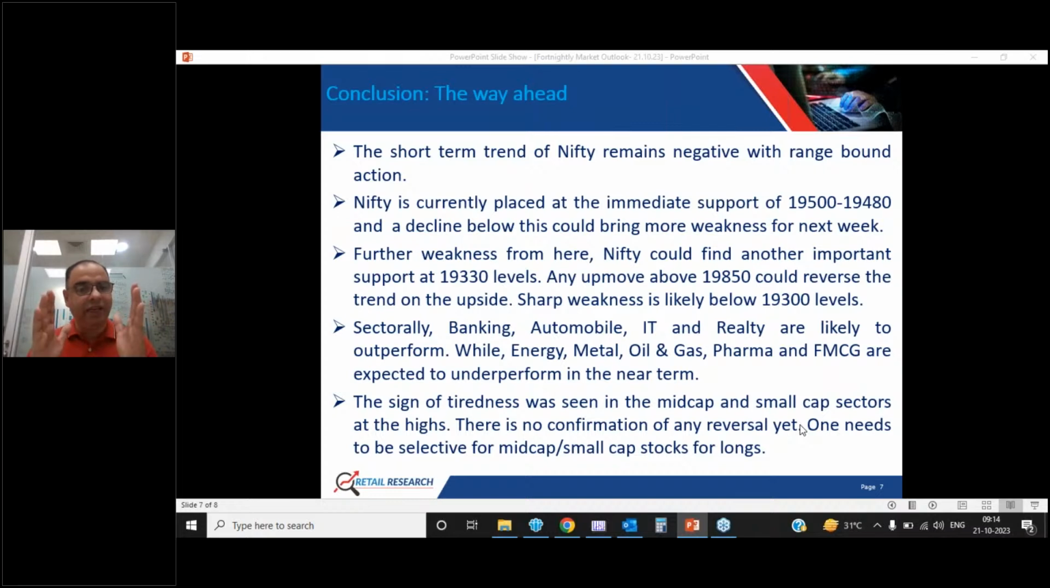One needs to be very selective in mid cap and small cap stocks from here onwards. I'm not saying that all stocks will come down, but we have to be very, very tricky in the selection of mid cap and small cap stocks, as we are likely to see a downward correction in the benchmark index. So this is all from my side.